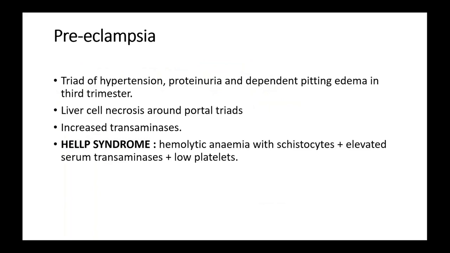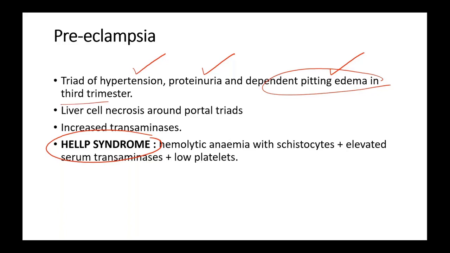Preeclampsia, you can get a question, especially with HELLP syndrome. So what is preeclampsia? It's a triad of hypertension, proteinuria, and pitting edema. Hypertension, proteinuria, and pitting edema in third trimester of pregnancy. Liver cell necrosis around portal triad can happen, increase AST, ALT.